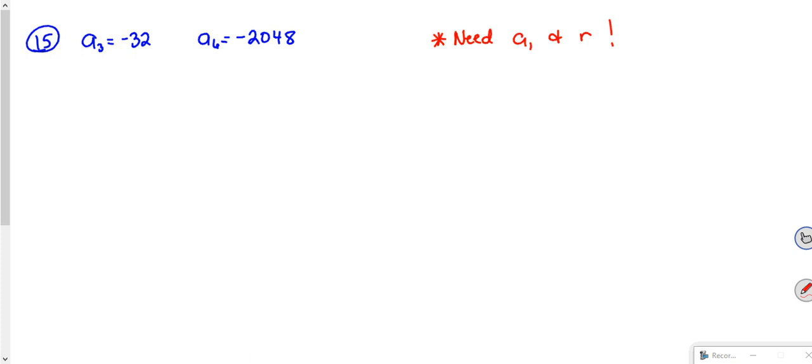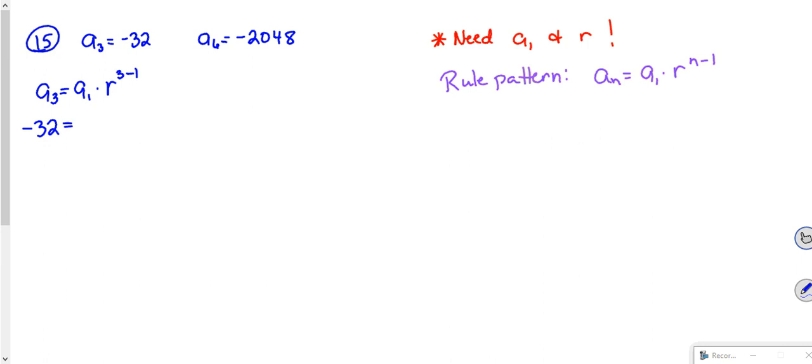So we're actually going to build a system of equations here. Hang tight. Using this first one, remember my pattern for the rule: a sub n equals a sub 1 times r to the n minus 1. We're going to use that rule formula here. And a sub 3 is going to equal a sub 1 times r to the 3 minus 1 power. Well, a sub 3 is negative 32. Now I'm substituting in: negative 32 equals a sub 1 times r squared. I am going to solve that for a sub 1.